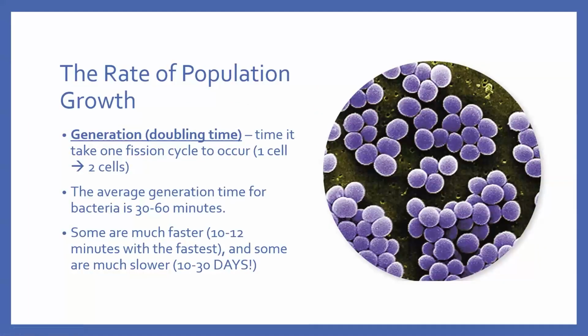The average generation time for bacteria is 30 to 60 minutes. Now, some are faster, so they can do it every 10 minutes. And then there's some that are much slower, on the scale of 10 to 30 days. That would include species like Mycobacterium tuberculosis that causes tuberculosis, part of why some infections are really slow to show up and hard to track when you are initially exposed.